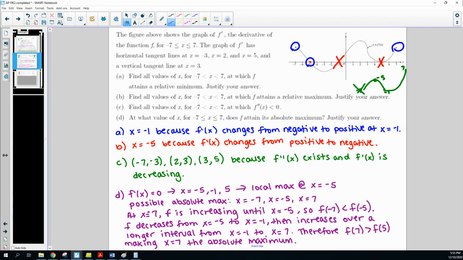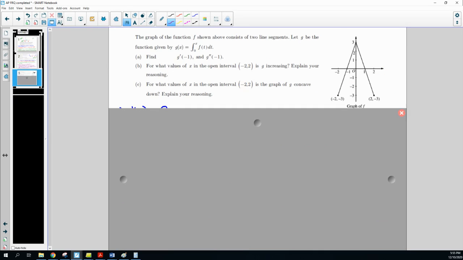Okay, so it's a little bit trickier because you're not making your chart, but you have to be able to understand what's happening with the derivative graph that's affecting the original graph. Okay. All right, so we're going to look at one more. Okay, now this one's written a little bit differently.